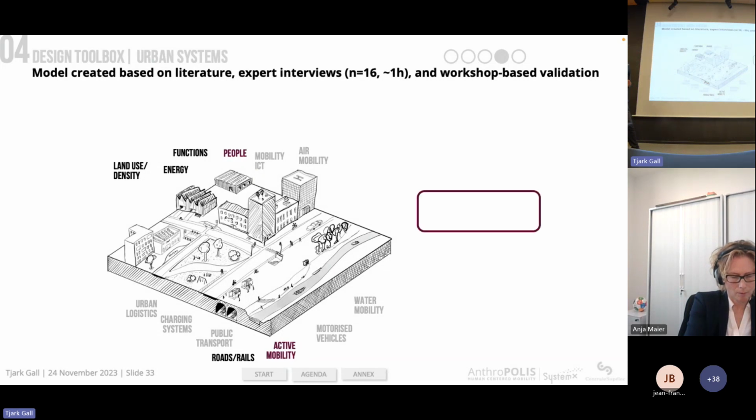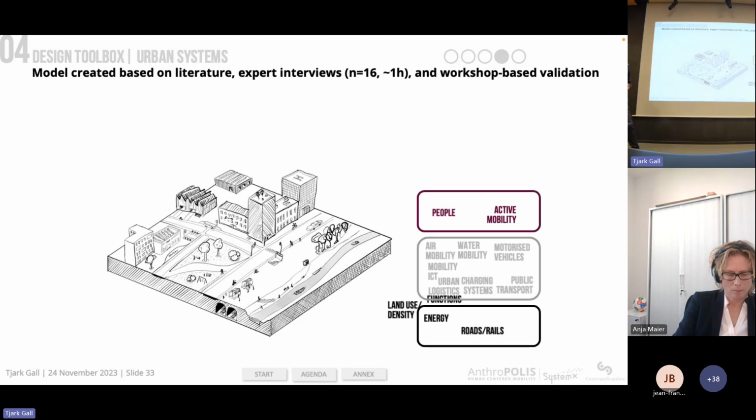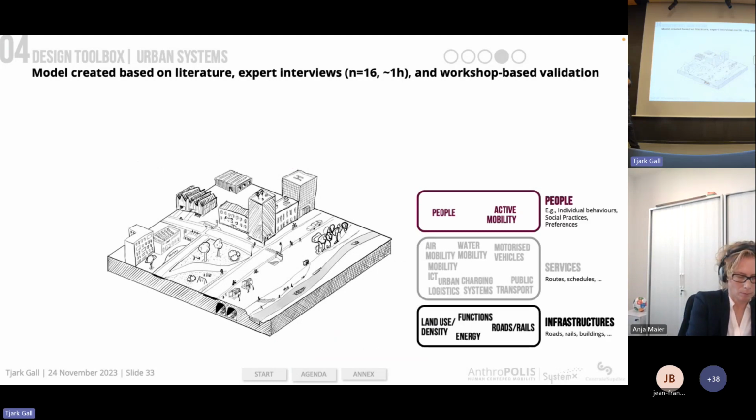When we try to organize them a little bit, we can put them in 3 boxes or in 3 layers. The first one is people and active mobility. So that refers to the people dynamic, or the people dimension, which includes individual behaviors, social practices, and so on. There can be many discussions about the details of that, but generally there's this group of things which are around people.